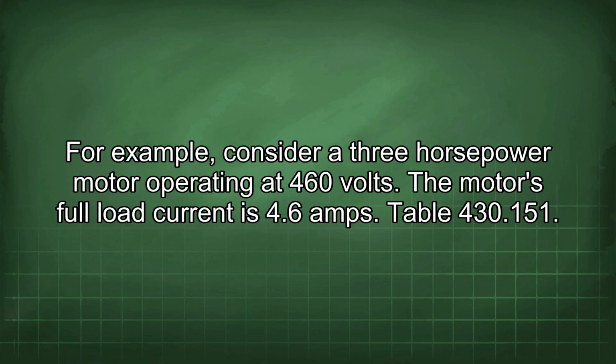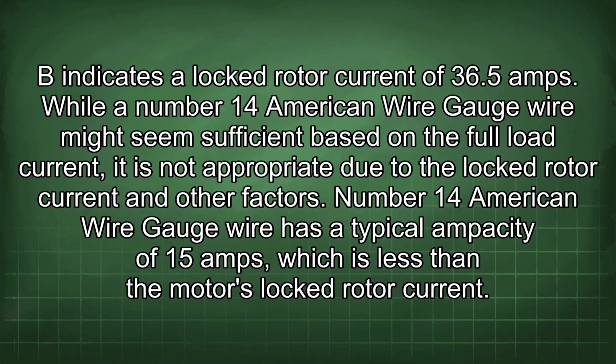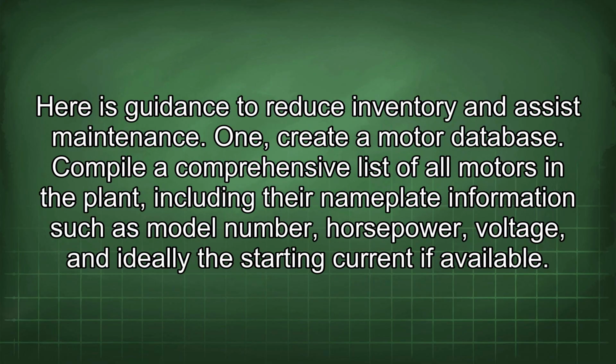The motor's full load current is 4.6 amps. Table 430.151(B) indicates a locked rotor current of 36.5 amps. While a number 14 American wire gauge wire might seem sufficient based on the full load current, it is not appropriate due to the locked rotor current and other factors. Number 14 American wire gauge wire has a typical ampacity of 15 amps, which is less than the motor's locked rotor current. Here is guidance to reduce inventory and assist maintenance.